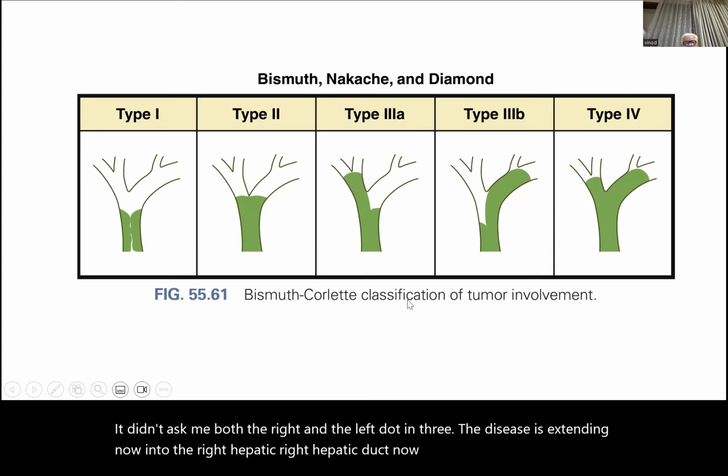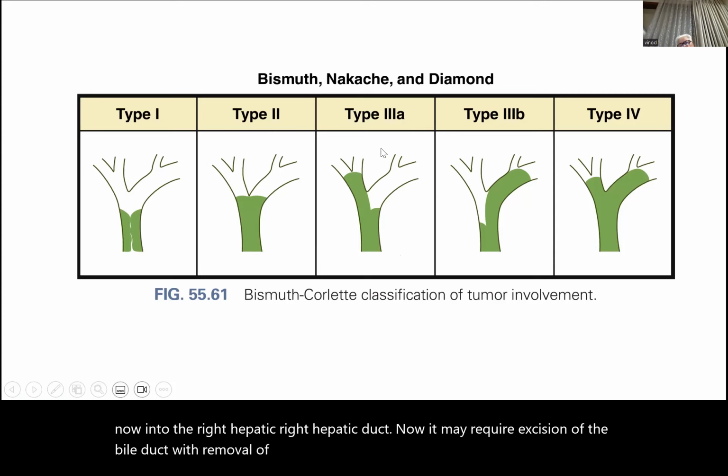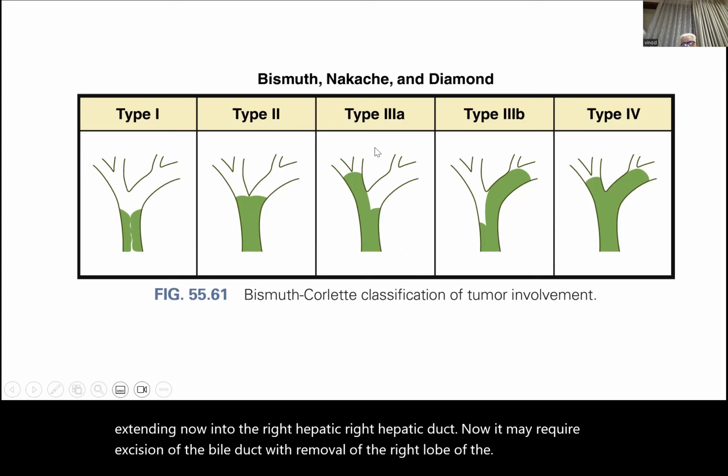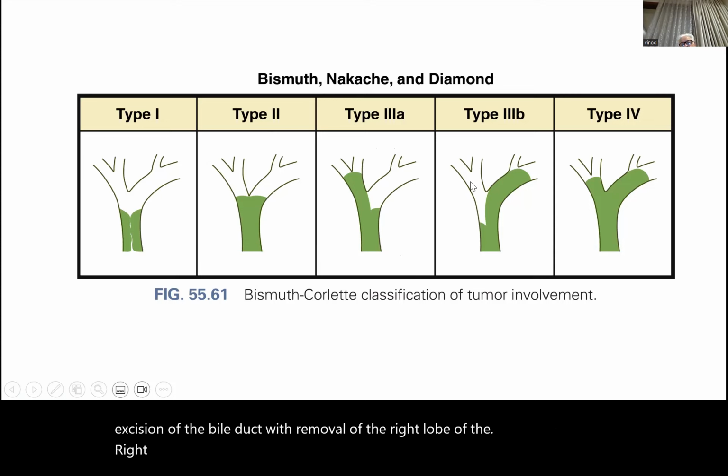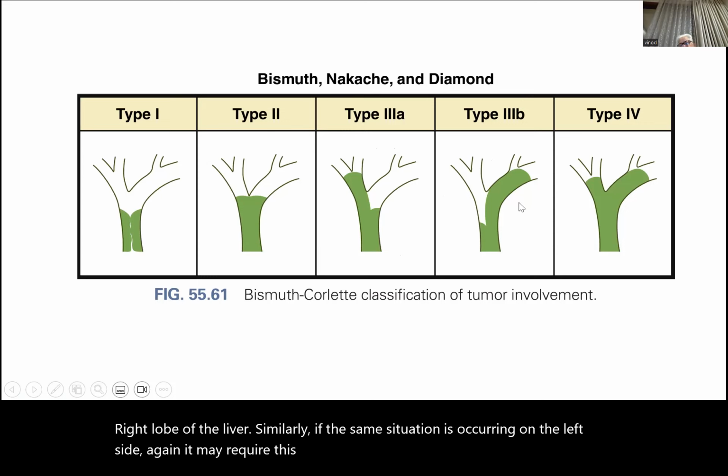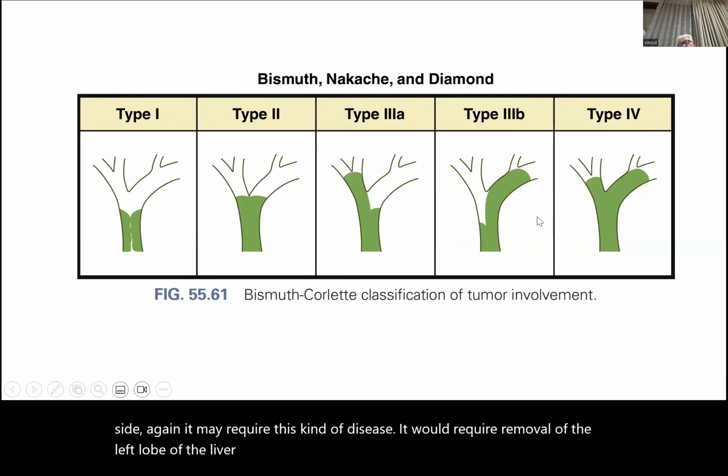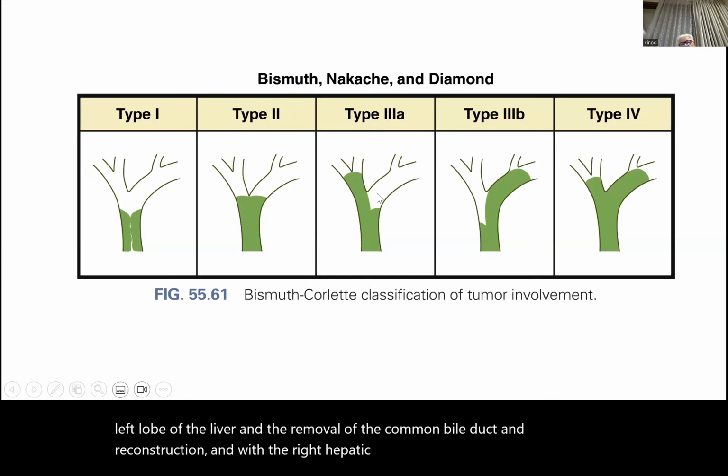Now, it may require excision of the bile duct with removal of the right lobe of the liver. Similarly, if the same situation is occurring on the left side, this kind of disease would require removal of the left lobe of the liver and the removal of the common bile duct and reconstruction with the right hepatic duct. So 3A and 3B.